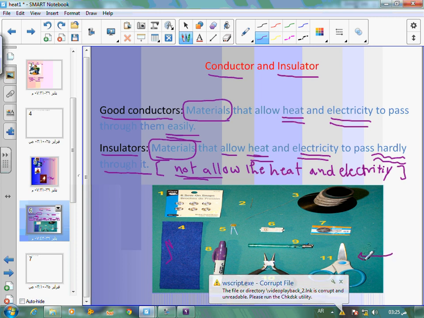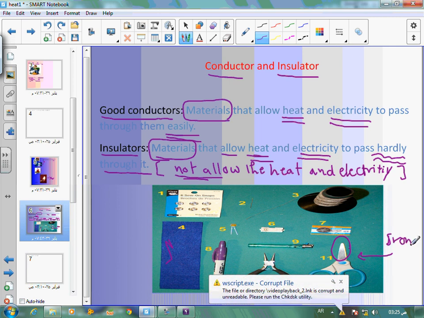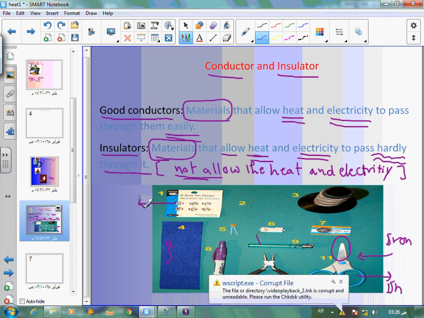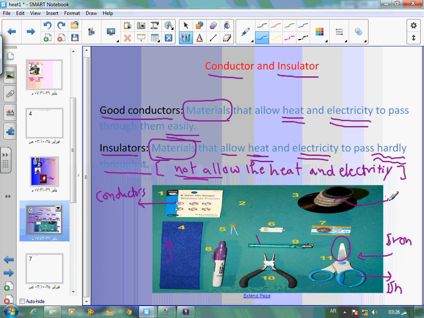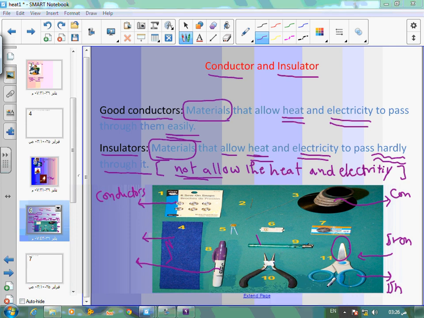When we see the scissors, we see that the upper part of it is made of iron, so it is a conductor. But the handle is made of plastic, so it is an insulator. The pencil is made of plastic. It is an insulator. The clip is made of iron, so it is a conductor. Wire is made of iron, so it is a conductor. The pen is a conductor. Plastic is an insulator.